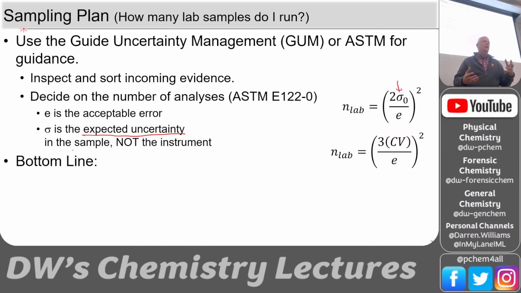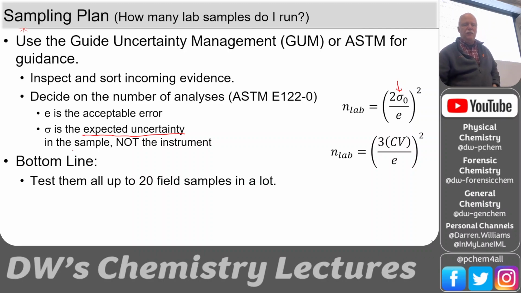So what do you do in that situation? This is a good bottom line for a large lab: if there are up to 20 samples in a lot, say we have a whole bunch of samples and we break them into distinguishable lots, then if we have 20 samples or less, we're just going to run all of them. Put them in the auto sampler tray, let it go. So we got all 20 of them analyzed.